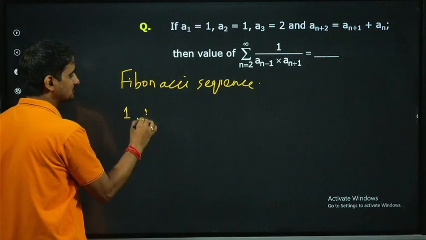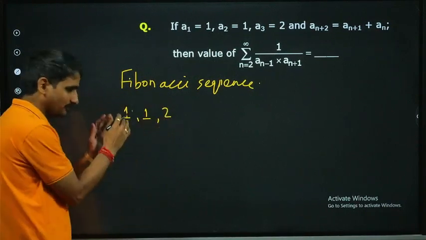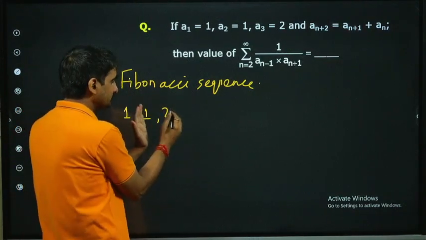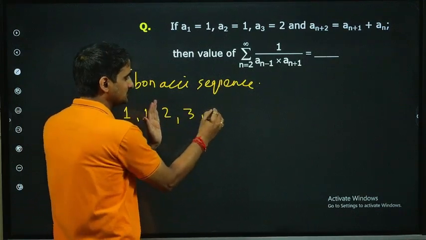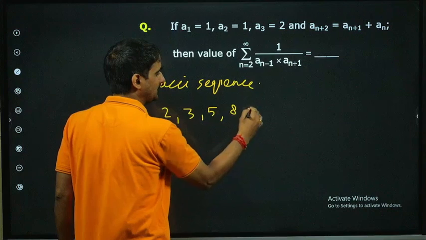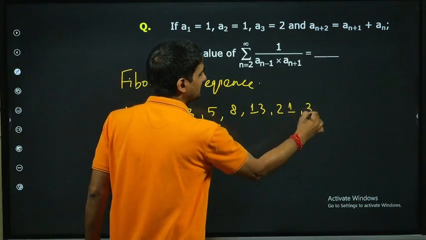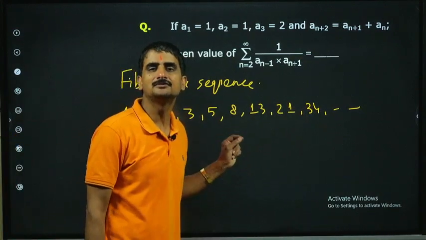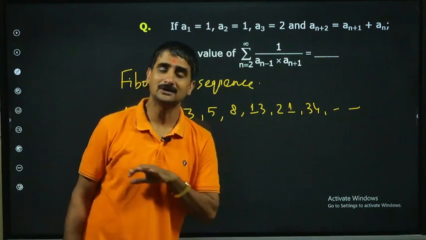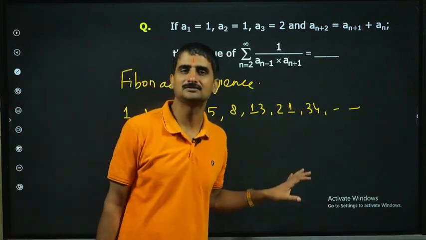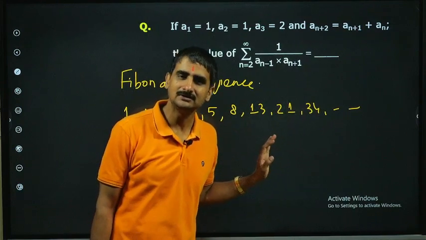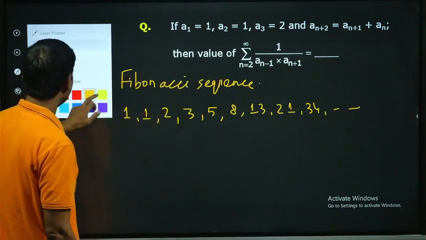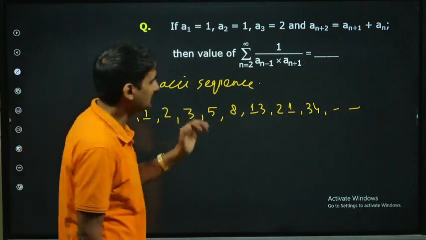So what is it? The first two terms are 1, then you add the last two terms, you get the next term. Then you add 3 plus 2, you get 5, and then 8, then 8 plus 5 is 13, 13 plus 8 is 21, and then 34, and that continues. So that is a question based on the series related to the Fibonacci sequence, but as I said, it has nothing to do with the sequence here. Still, it's an interesting sequence, so that's why I thought I should discuss it here.